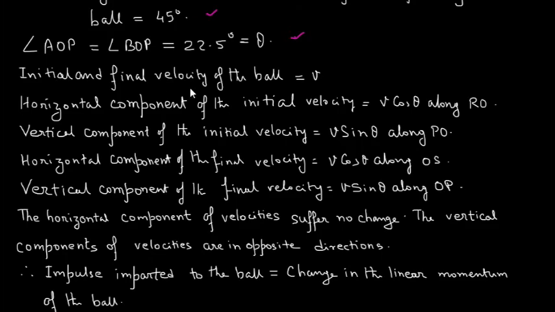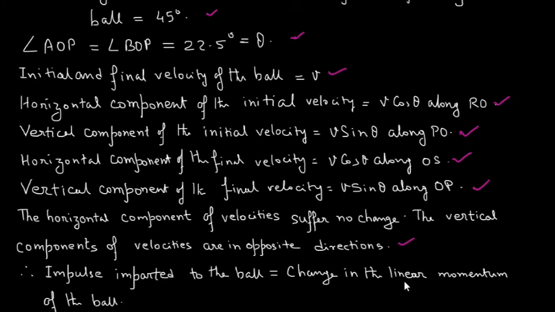So initial and final velocity of the ball is equal to v. Horizontal component of the initial velocity is equal to v cos theta along RO. Vertical component of the initial velocity is equal to v sin theta along PO. Horizontal component of the final velocity is v cos theta along OS. Vertical component of the final velocity is v sin theta along OP. The horizontal component of the velocity suffers no change. The vertical components are in opposite direction.